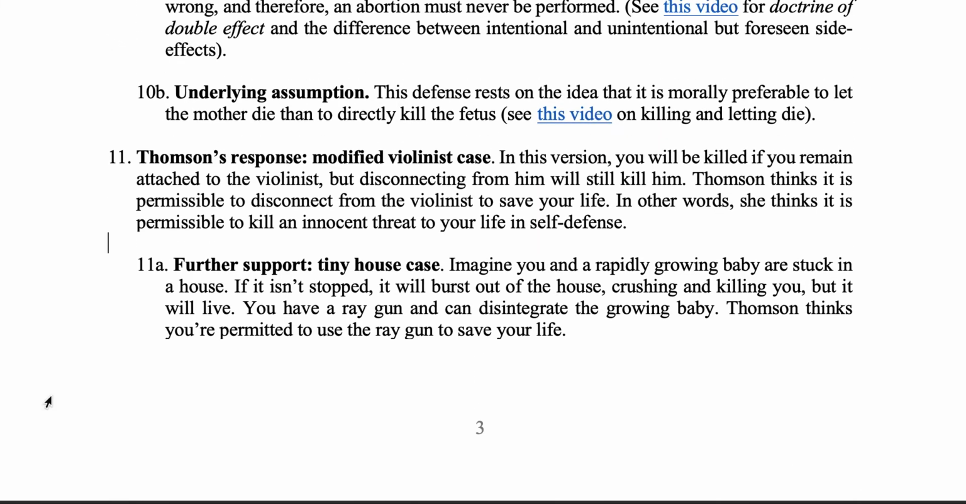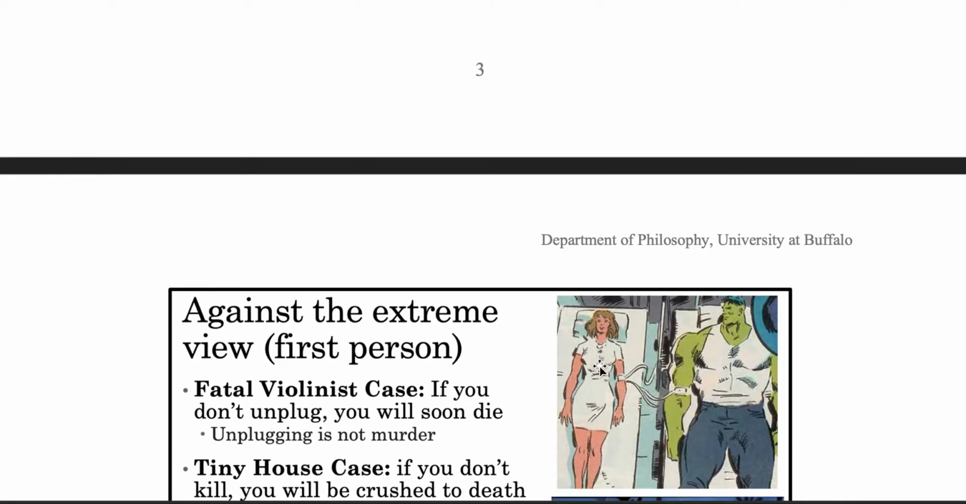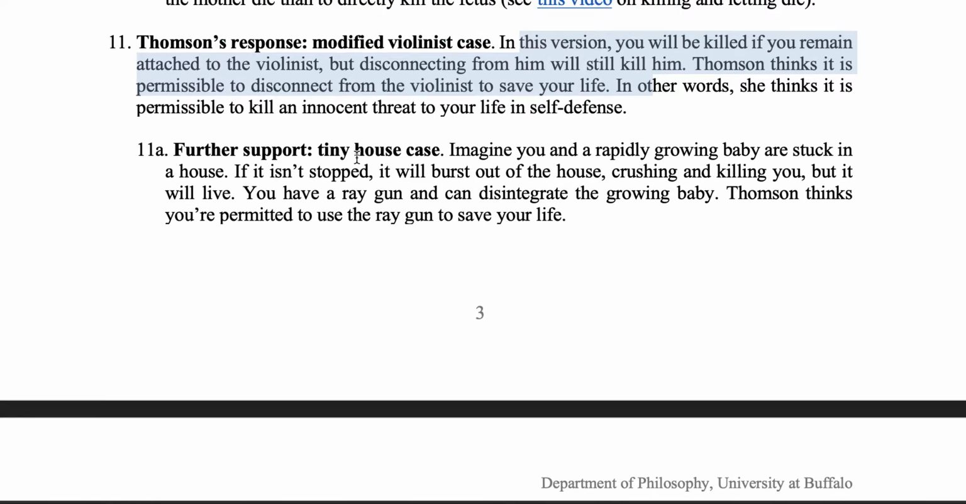So in addition to the modified violinist case, which is kind of like, if you don't unplug, you will die soon. So now I have the Hulk to show that if you stay connected, you're going to die. But if you disconnect, Hulk is going to die. And she's like, you're allowed to unplug. There's no fault of your own. You don't owe your life to this person. So you're allowed to disconnect, even though that's a person with a right to life, and that unplugging will kill them. Okay.